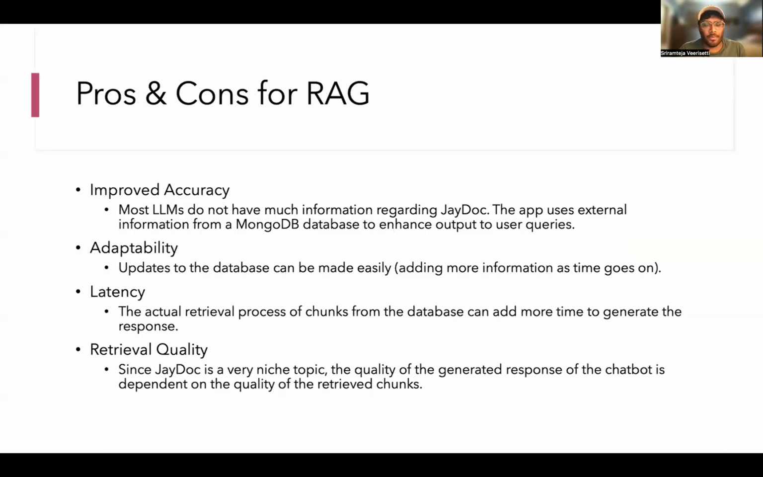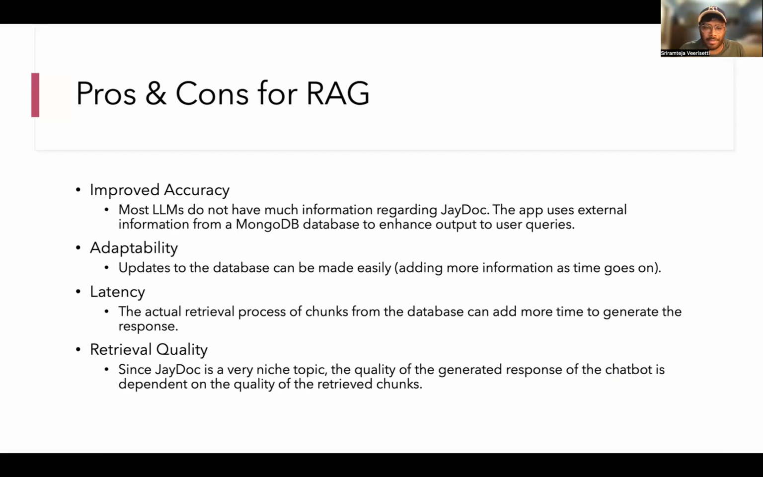I want to go a little bit into the pros and cons of RAG as well for my particular application. For me, it was important that I have RAG because it improved the accuracy of the model that I was using. Most LLMs don't have a lot of information regarding JDoc. They're not trained on that information. So to prevent hallucinations as well as misinformation, I thought it was pretty important that the application has an external database that it can use to retrieve relevant chunks and information to generate a response. So it definitely increases the accuracy of the model in my particular case.